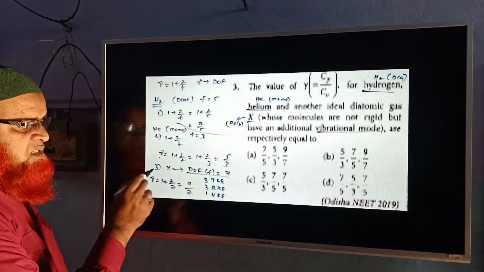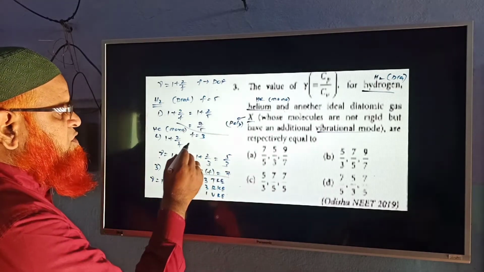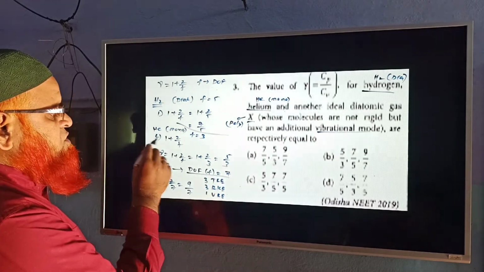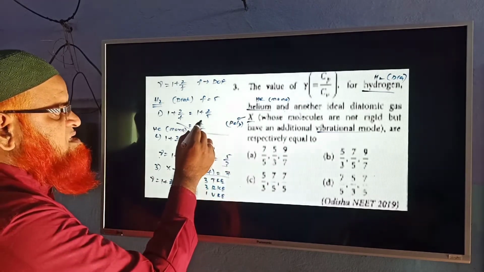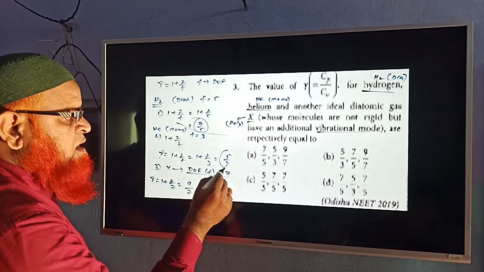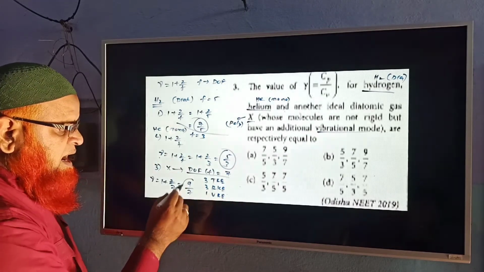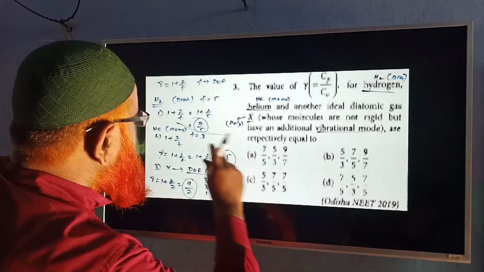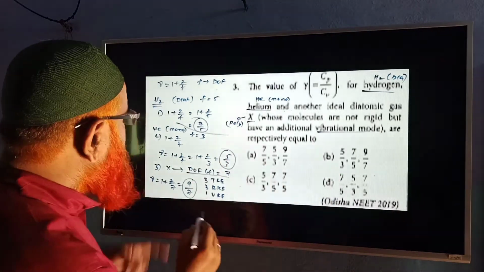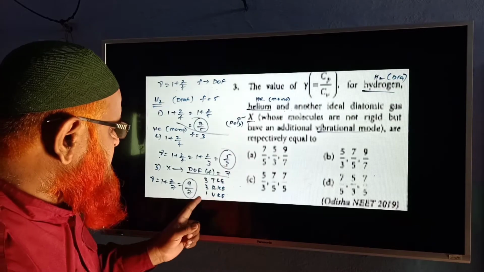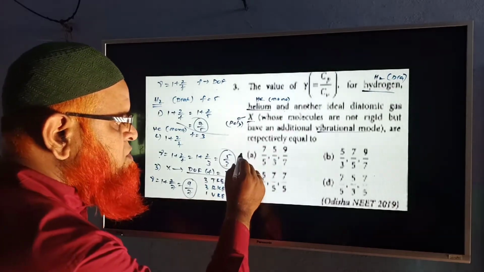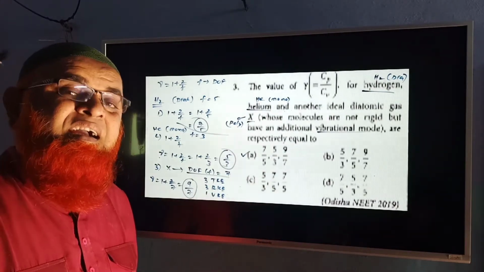Okay? So these are the options here. What are you going to get as the options in this case? So this is the second one. Your answers are going to be 7 by 5, 5 by 3, and 9 by 7. So the first one is 7 by 5, this is 5 by 3, and this is going to be 9 by 7. So the first option is going to be the correct option.